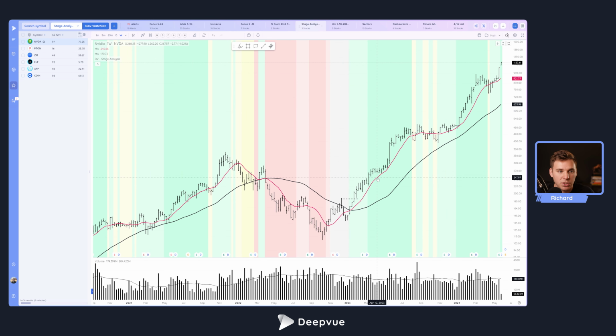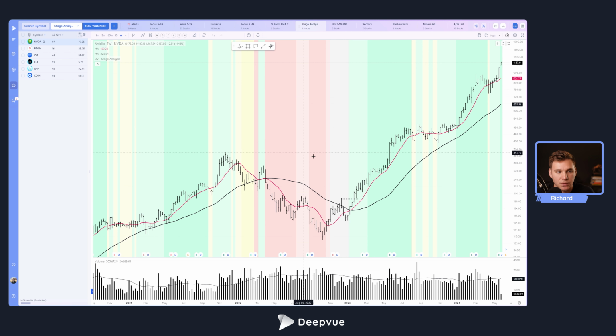So that's pretty much a breakdown of the stages, both using the moving averages and whether we're above or below a rising or declining 10-week or 40-week moving average. And then also using the stage analysis indicator using the coloration. Very simply, green means we're starting a stage 2 uptrend.